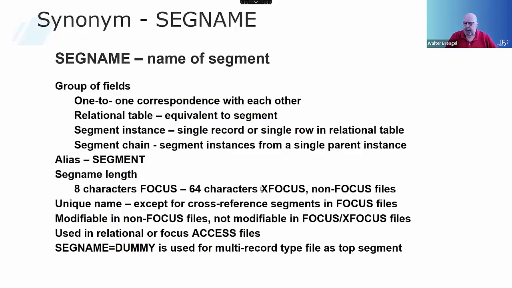Segment name equals DUMMY is used for multi-record type files. So if you have some data where one record is not related to the second record, you can create a segment DUMMY and have your record 1 go to parent DUMMY, and then your record 2 that's completely unrelated also go to that segment.